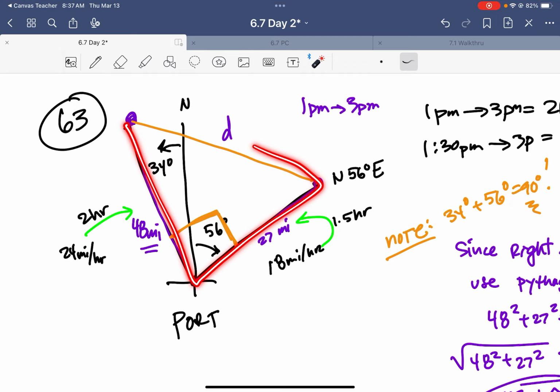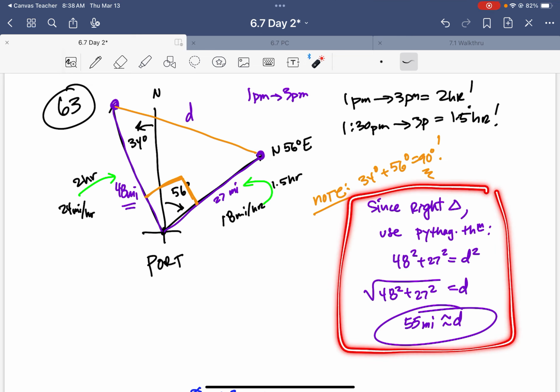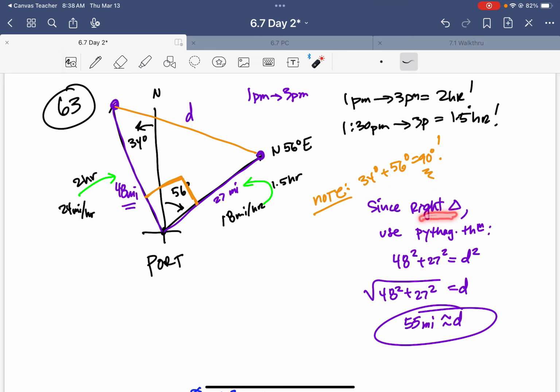So now I've got a right triangle where I know two sides. To find the distance between them, I just use our old buddy, the Pythagorean theorem. And that's because it's a right triangle I can use it. And I get that the distance between them is about 55 miles.